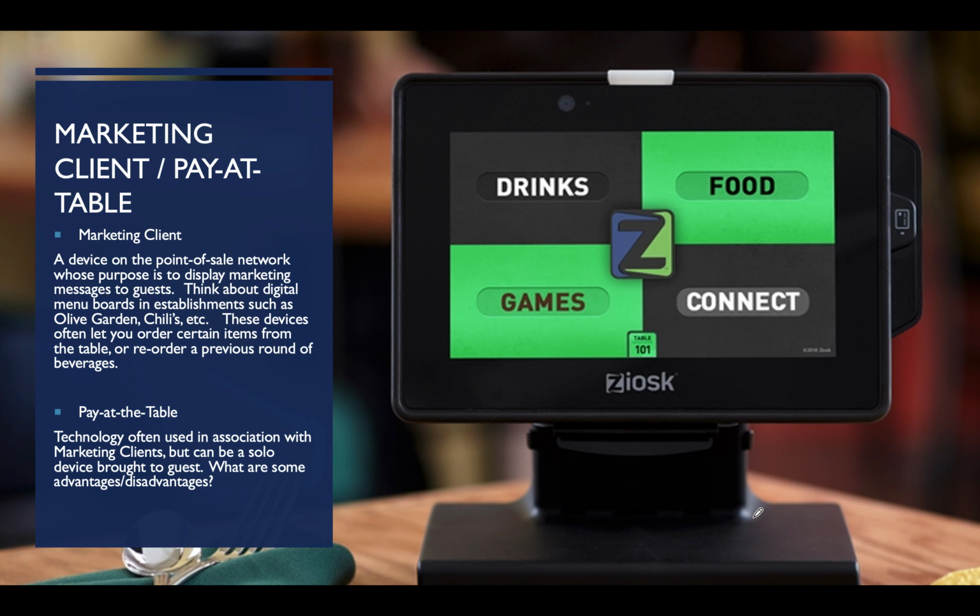So this kind of ties in with pay-at-the-table technology. This is often in association with the marketing clients, but it could also just be a solo device brought to a guest. So we can reflect a little bit here on some of the advantages and disadvantages. Personal advantages, to me, would be efficiency of service. It doesn't require as large a serving workforce. I guess that would be number two. So you can reduce your labor spending because, in theory, one server can take more tables if guests are ringing in stuff on their own.